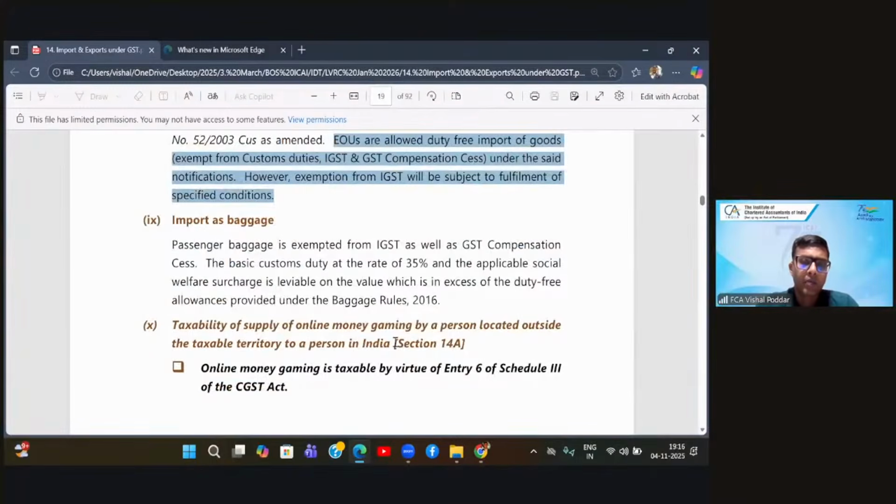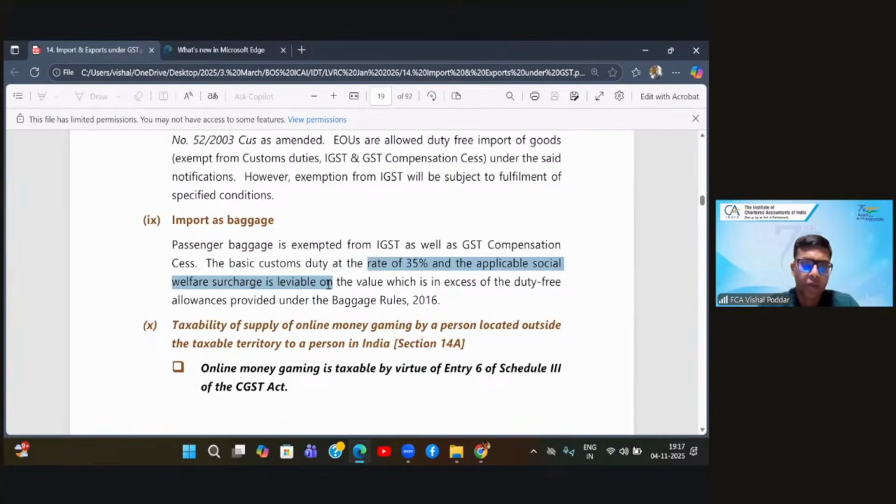What will happen when a person traveling from outside India coming into India is carrying baggage? We all know that baggage has some exemption to a certain extent, which is covered in the baggage rules. But what if you are carrying baggage in excess of the exemption limit provided in the customs baggage rules? Then customs duty is also applicable. What rate? The customs duty on such goods is applicable at a rate of 35% unless otherwise provided, and also applicable is welfare surcharge, social welfare surcharge. In this case, the question is, what about IGST? The answer is, passenger baggage is exempt from IGST and compensation cess. So there is no GST on the baggage part, whether within the limits or exceeding the baggage rule limits. If it exceeds the baggage rule allowance, only the customs duty component is applicable, but IGST or the cess is not applicable.